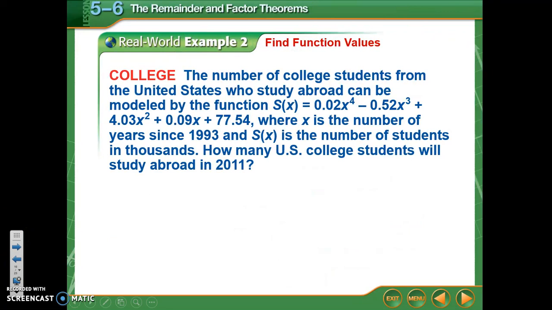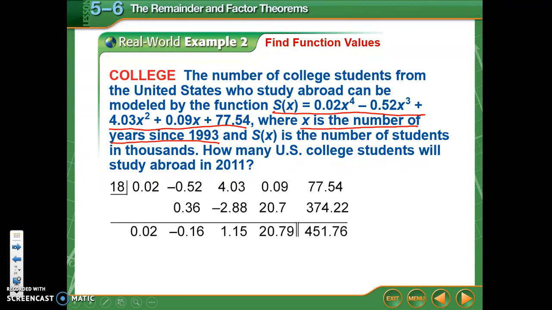Okay, let's take a look at this example here. It says, the number of college students from the United States who study abroad can be modeled by the function s of x, which is this, where x is the number of years since 1993. That's going to be important. And s of x is the number of students in thousands. How many U.S. college students will study abroad in 2011?